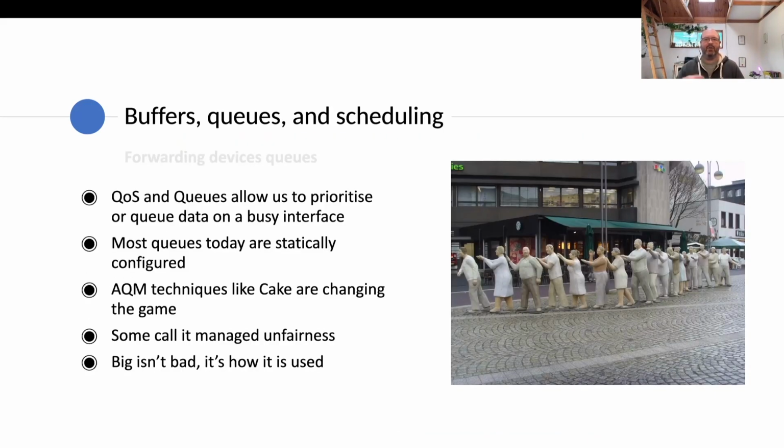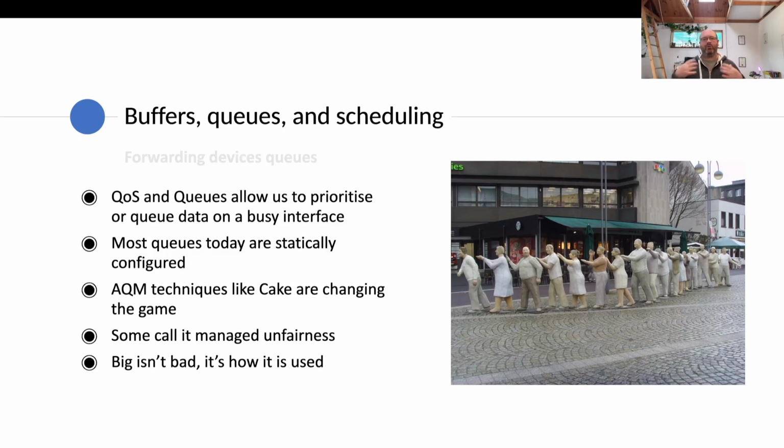So when we look at forwarding devices and queues, we've also got things like quality of service that help us prioritize and queue data on a busy interface. And most queuing today is statically configured. However, advanced queuing techniques like Cake and CoDel are applying some common sense to it, some ability to understand which connections are congested, and use flow control mechanisms like injecting delay to slow down specific connections that might be experiencing congestion due to a router on the internet somewhere that's congested, that's not impacting all of the connections.